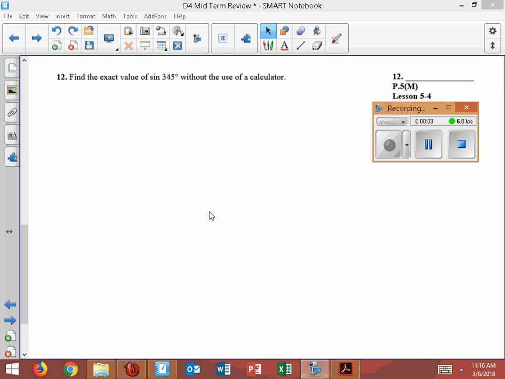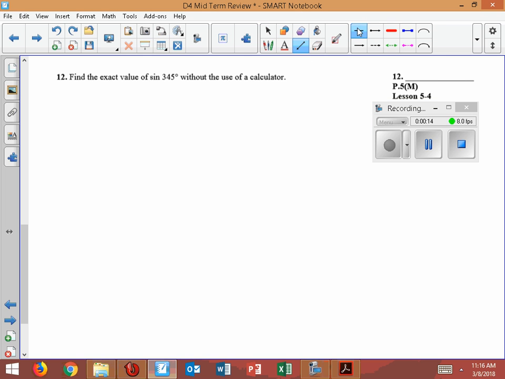Alright, number 12. Find the exact value of sine 345 degrees without the use of the calculator. Now, let's talk about the hand trick. Is 345, if we want to graph this, is this something we could use the hand trick to find?